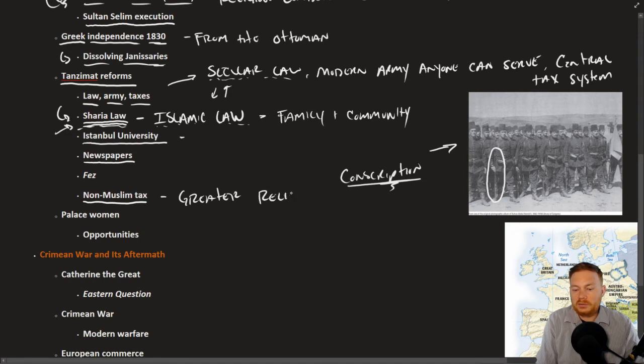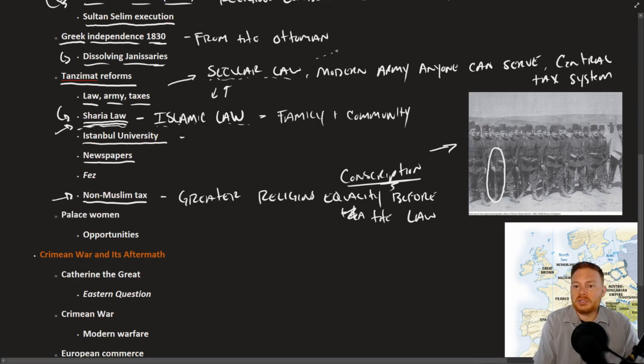And so one of the things that the Tanzimat reforms did was create greater religious equality before the law, right? So before, the rule in the Ottoman Empire was that if you were not Muslim, if you were a Christian or a Jew, you had to pay an extra tax. But that tax was repealed as a part of these Tanzimat reforms.